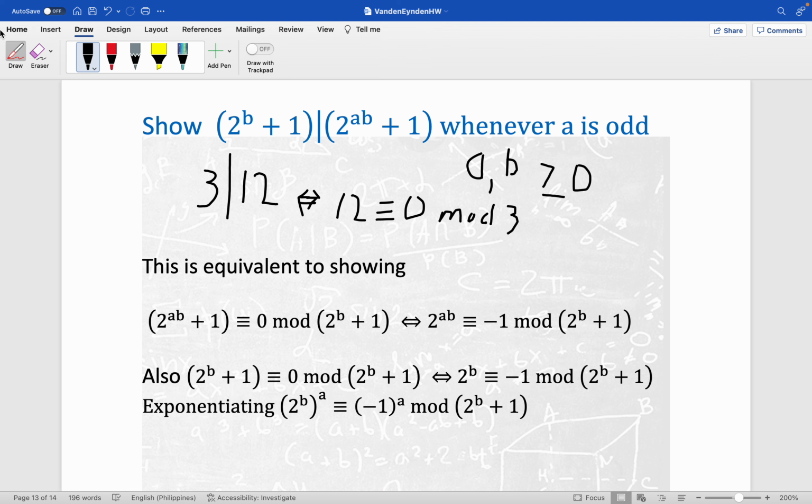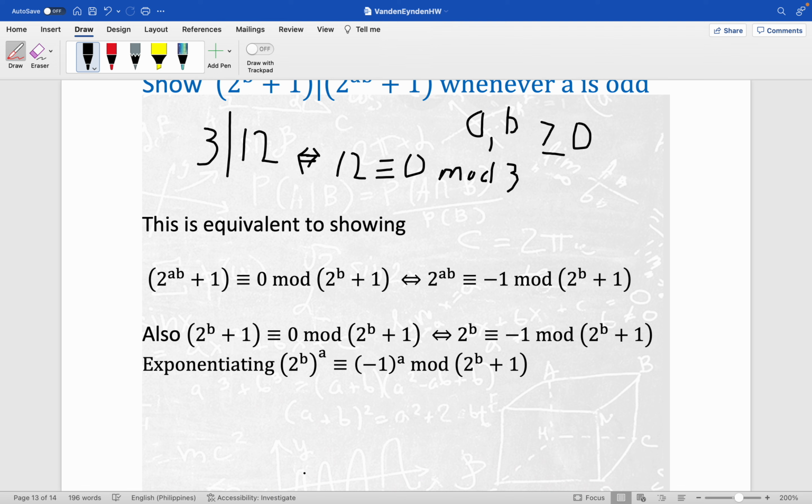The very next step to get us back to the original statement is to exponentiate both sides. Again, you're treating this congruence just like it's an equality. We raise both sides to the a power. Since a is odd, if you raise negative 1 to an odd power, you get negative 1 back. So using properties of exponents, we can rewrite this, and we'll write it in alphabetical order, which is kind of convenient.